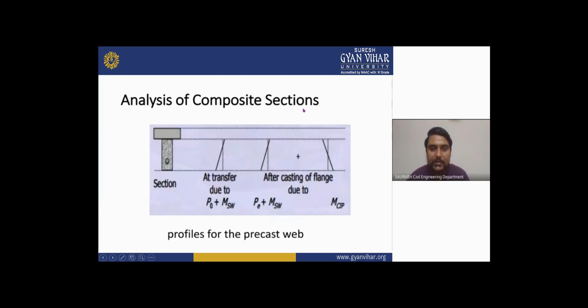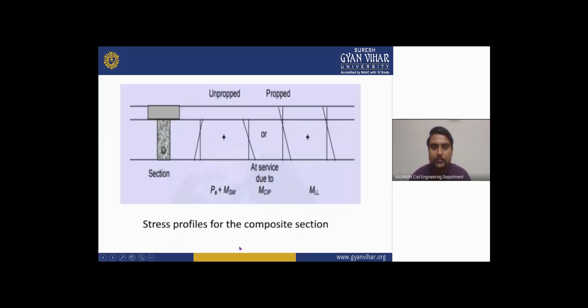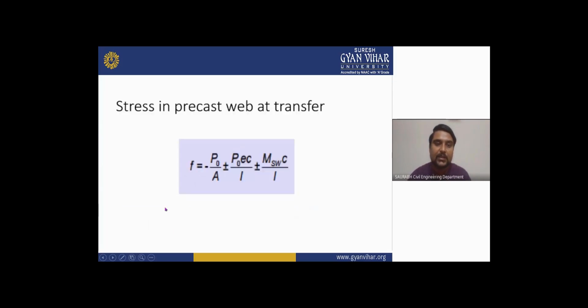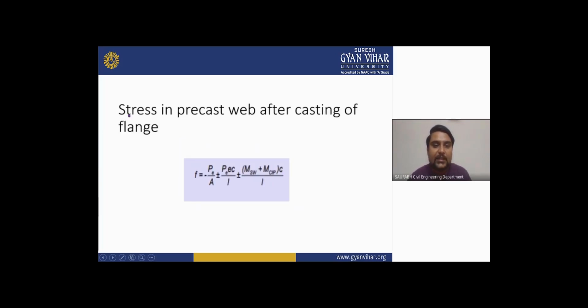Analysis of a composite member section: you will see this is the section and that will be your diagram for stress and strain. And this image is showing the stress profile for the composite section, which you can see here. And stress in the precast web at transfer will be equal to f = P/A ± Pec/I ± Mswc/I. That will be your formula of stress in the precast web at the transfer. And there is also one formula for stress in the precast web after casting of the flange. It is equal to P/A ± Pec/I.